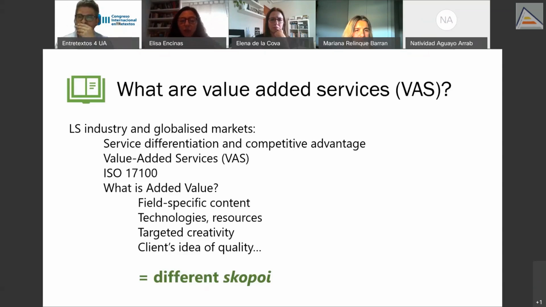And what is added value in our context? It has to do with a series of things, for example, field-specific content, technologies and resources, targeted creativity, the client's idea of quality. And if we are talking about the client's idea of quality, that's what the clients want. And that's, again, a functionalist approach to translation. So we are basically talking about different kinds of skopoi that are defined by the market, or rather by the specialized market, by the language service industry.